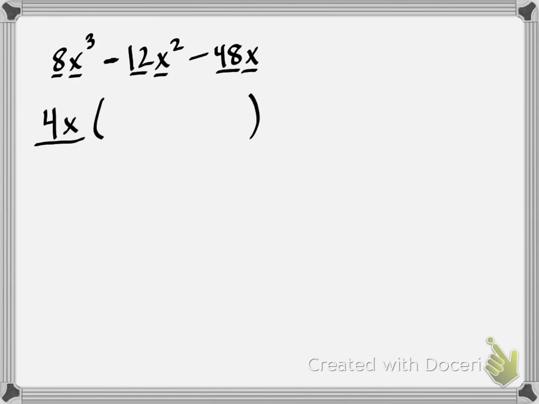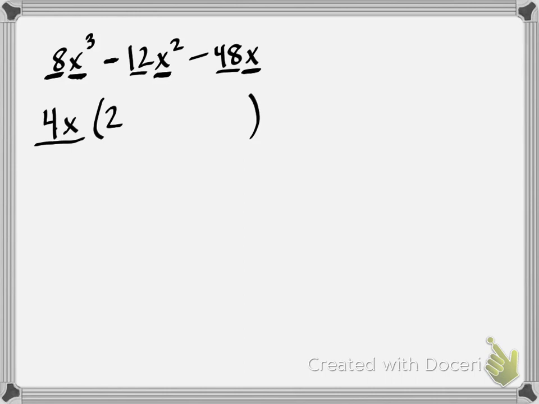Now I want to figure out what are the leftovers. So what we're going to do is divide this 8 by 4, and that leaves us with 2. And if the x is part of my GCF, it's almost like I'm going to take an x away from each one of these. Take an x away from x cubed, take an x away from x squared, and take an x away from the 48. It's going to basically reduce all the powers by 1.